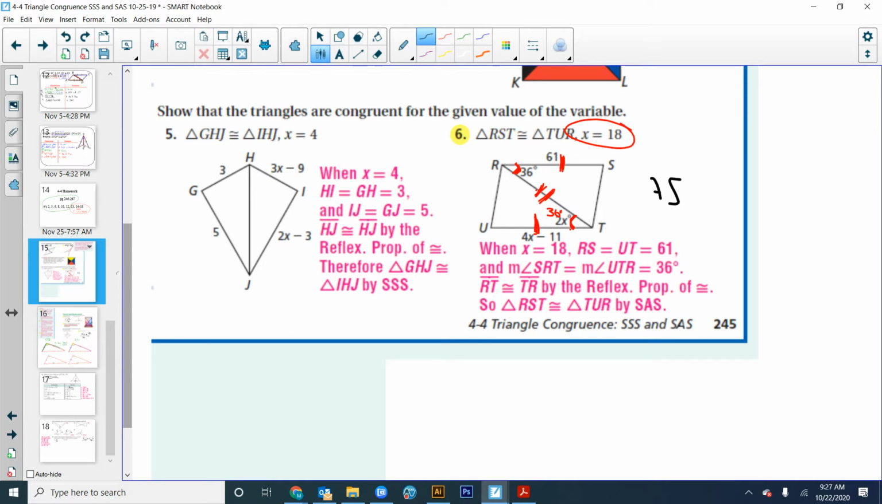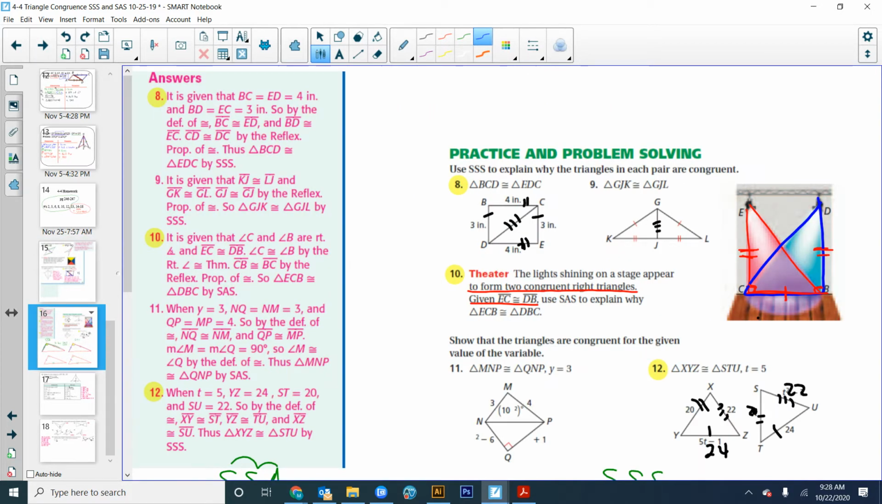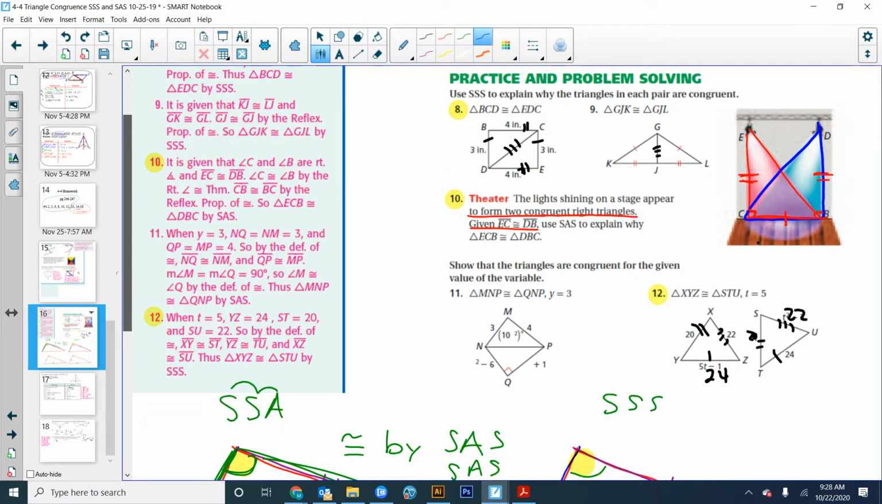Who thinks they're lined up pinky to pinky? Who thinks they're swapped pinky to palm? I would agree with you. In this triangle, the 36 is up here. In the blue triangle, the 36 is down here. They're swapped ends. Next. 8 was SSS. Why? Well, 2 sets of congruent sides and then the reflexive property.